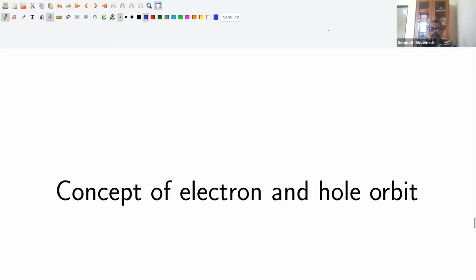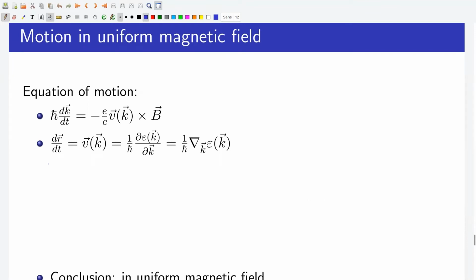Hello friends, I already have discussed about electrons and holes. In this lecture, I am going to introduce another important concept of electron and hole-like Fermi surface and electron and hole-like orbit. The concept of electron and hole orbit is going to explain the anomalous Hall coefficient observed in divalent, trivalent, and tetravalent metals. If we just have an external magnetic field, then equations of motion are given by this and this.